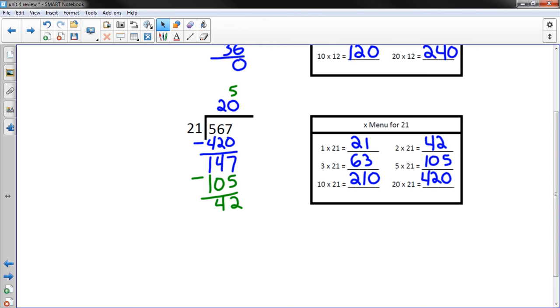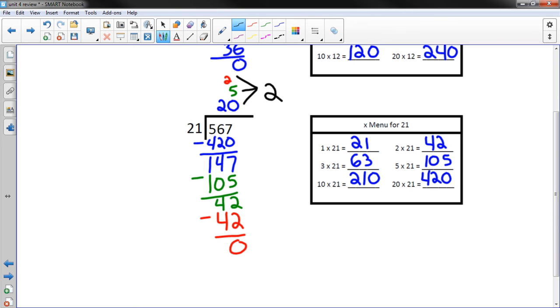42. Ooh, I see next door in the multiplication menu that 2 times 21 is 42. So I'm just going to put a little 2 up here. 2 times 21 is 42. No remainders. So now simply, I just have to put all these things together, and that's my answer. 25 and 2 is 27. So my answer to this problem is 27.